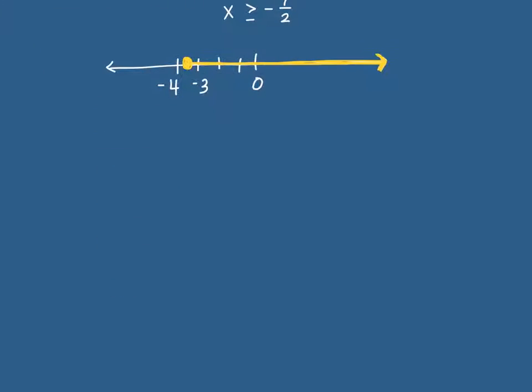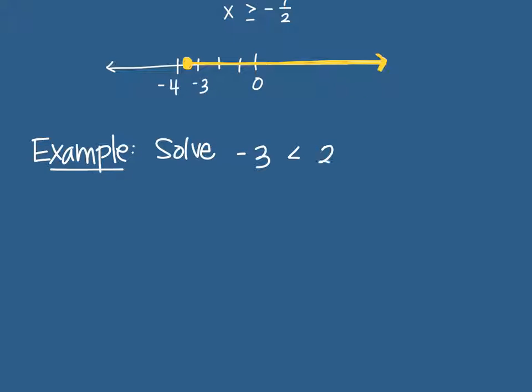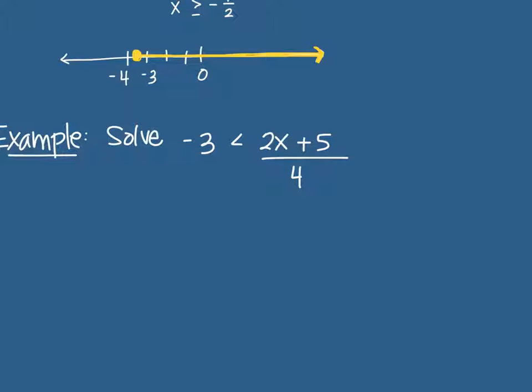Okay, our last example, and then we're done till Friday. So we're going to solve one more. It's going to look like this. It's going to have -3 less than (2x plus 5) over 4, less than or equal to 5. So this is a little bit different.